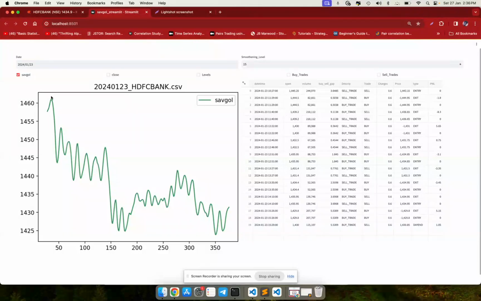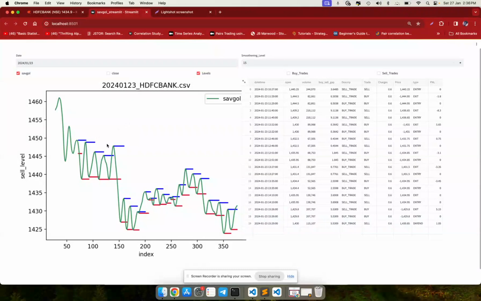So what I've done is I have smoothened the close price curve, and I have put some levels. So what are these levels? There is a buy level and the sell level for every peak and a trough. For every curve, the peak is the buy level and the trough is the sell level. So the trade is when this sell level is breached by the curve, here I should sell the stock.